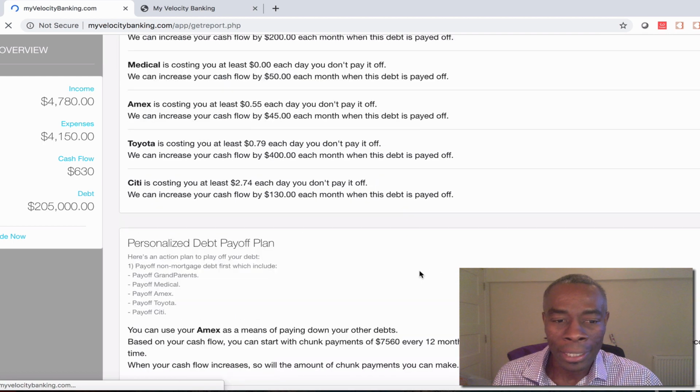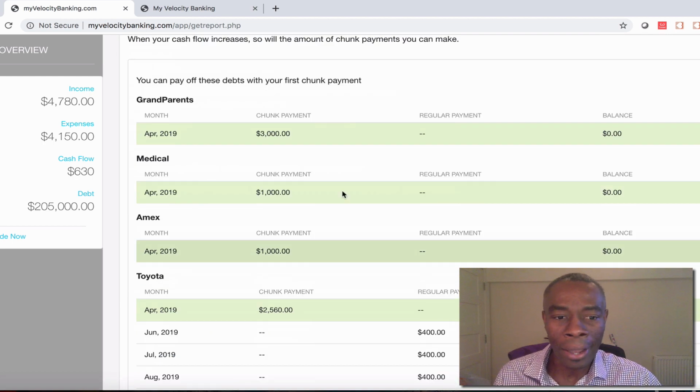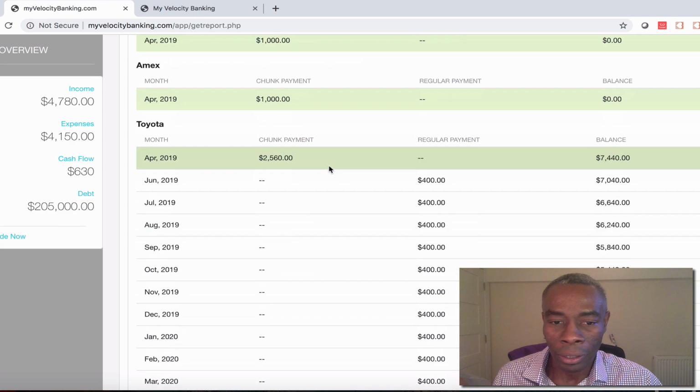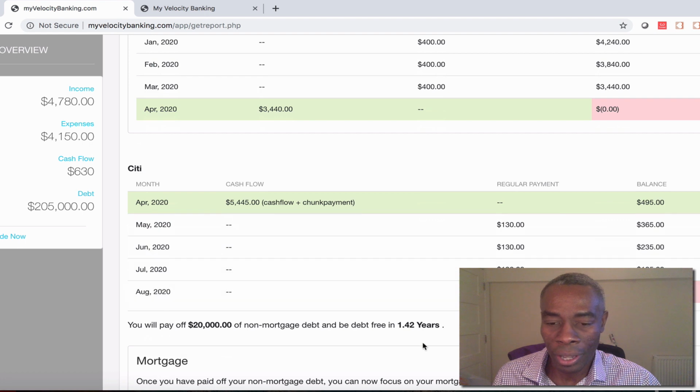So now you hit get report again, the exact same scenario. And now you'll see that it doesn't appear, but your years has gone up. So to pay this $20,000 of expenses of debt that you originally had, now it's going to take almost a year and a half.